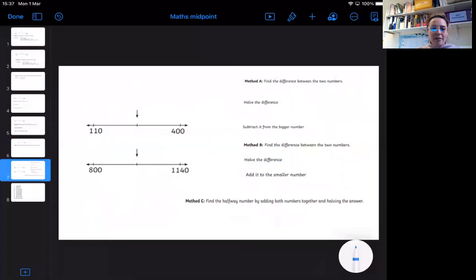I would like you to have a look and work through this question independently. I have included on this slide method A, method B, and method C as a success criteria to help you. For each one of these questions, why don't you have a go at using A, B, and C to see which one you find easier to use? I'm not going to show the answer for this one, so have a play around with these different methods while you work out the midway point, firstly between 110 and 400, and secondly between 800 and 1140. Pause the video.